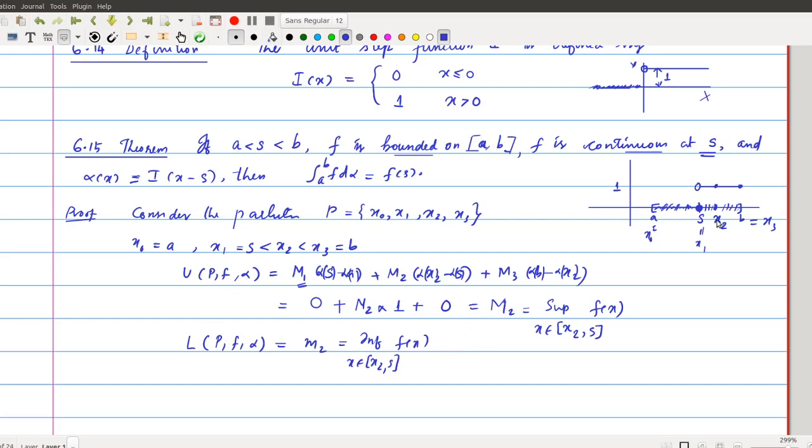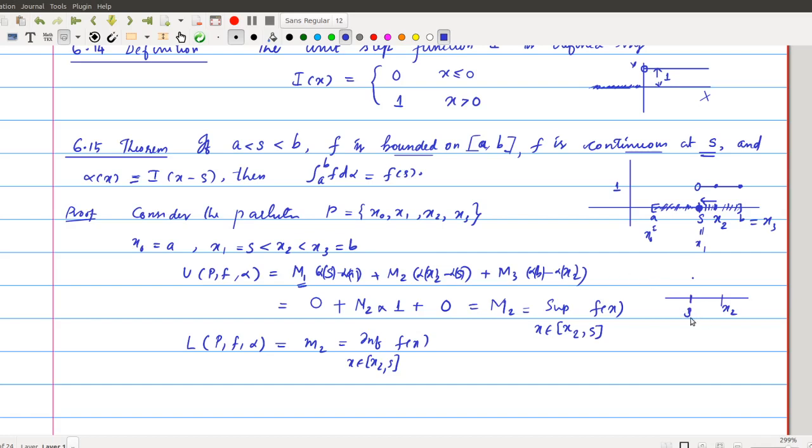But whenever this x2 converges to s, since f is continuous at s, we see that capital M2 and small m2 converge to f(s) as x2 tends to s. Whenever the next point in the partition after s converges to s, we get capital M2 and small m2 converging to f(s). Okay, so that is because of the continuity of f at s.